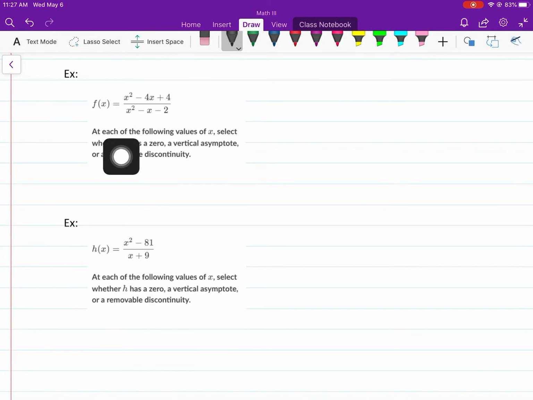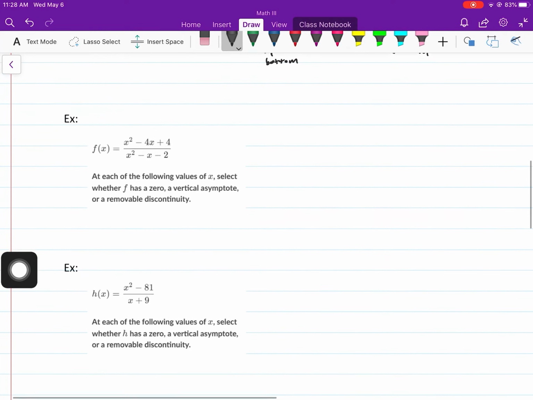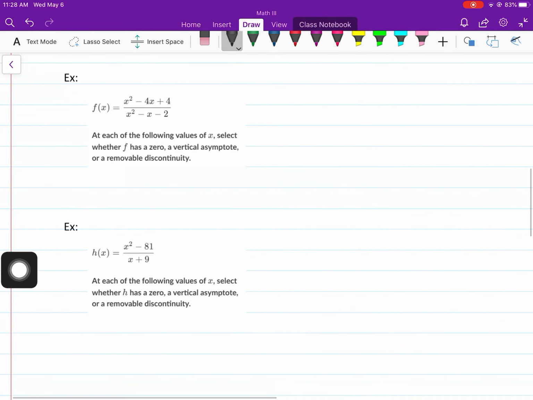So diving into a couple problems, notice the form right now. We have it in standard form, quadratic on the top and the bottom. But if you look at the examples I gave before, it really helps to expose these three things if you can get them into factored form.